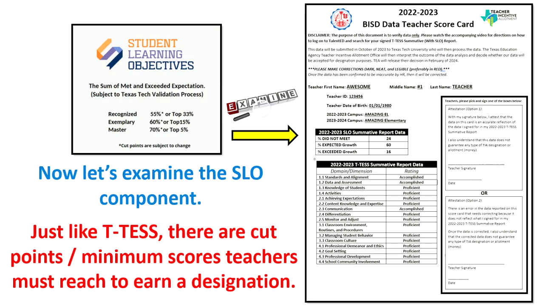Now, let's examine the SLO component. This is the second component. Just like T-TESS, there are cut points or minimum scores for teachers to earn a designation. In order to get the recognized level, the teacher must have a 55% or higher in both expected and exceeded, added together. We'll talk about that in a second. To get the exemplary level, the SLO percentage must come in at 60% or higher. Or to get a master level, you must reach 70% or higher.